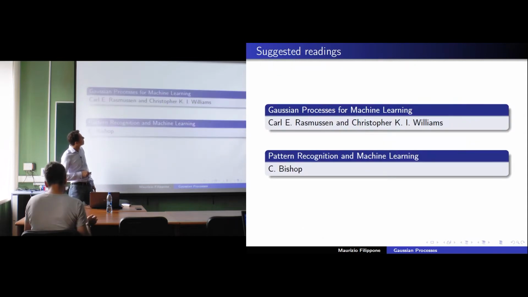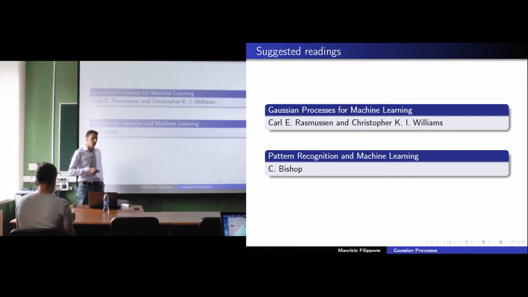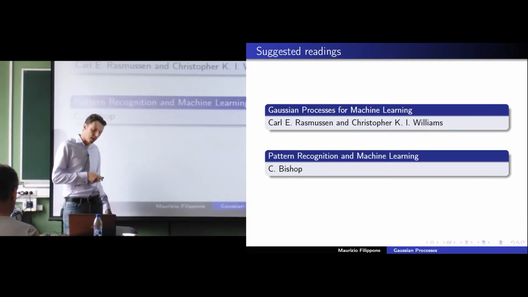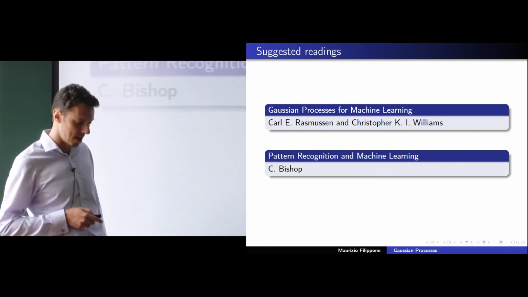Right, so these are my suggested readings if you want to know more details about GPs. There's this book online by Carl Rasmussen and Chris Williams, and you can download it online. They have an agreement with the publisher, I think it's MIT Press. And of course, a lot of the tools in Gaussian processes are based on probabilistic machine learning, and a good reference for that, at least personally, I think Bishop is a great place to find a lot of this material.